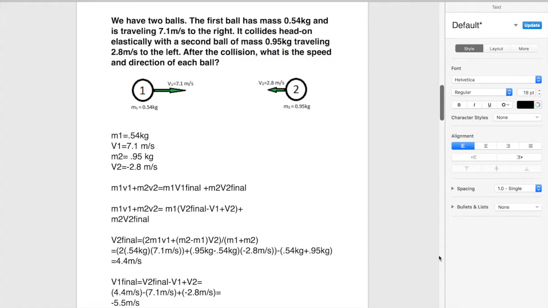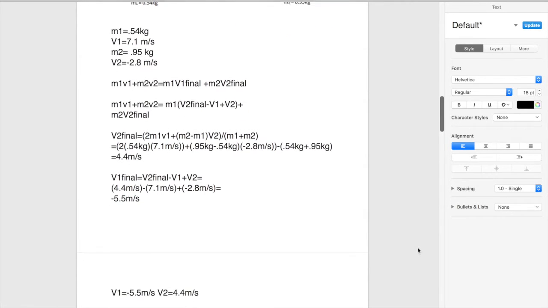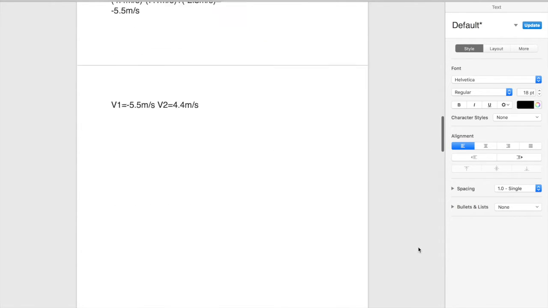Now, knowing the shortcut equation, v1 final equals v2 final minus v1 plus v2, we can substitute the variables we have in. So we now know v2 final, v1, and v2. So v2 final equals 4.4 meters per second, as we just found. v1 is 7.8 meters per second, and v2 is negative 2.8 meters per second. So now we're left with v1 final is equal to negative 5.5 meters per second. So those are two velocities. The velocity of object 1 after the collision is negative 5.5 meters per second, and the velocity of object 2 is 4.4 meters per second.